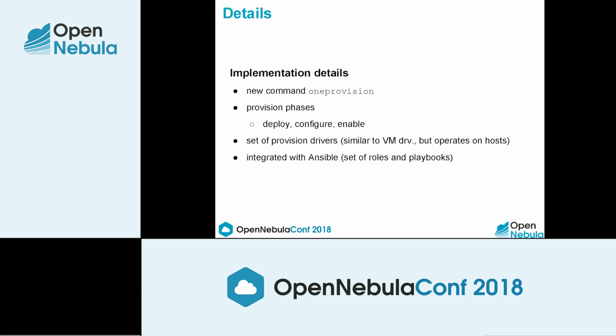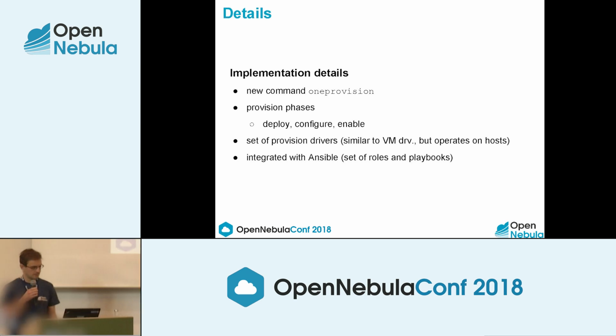You are aware, I believe, of the one CLI, one VM, one host, and so on. So this new tooling is the very same you are used to. The new provision is done in several phases. Firstly, you deploy physical hosts on the selected provider. Then you configure these hosts, basically install KVM, configure the operating system, and at the end, if everything is done okay, these resources are enabled for the users.